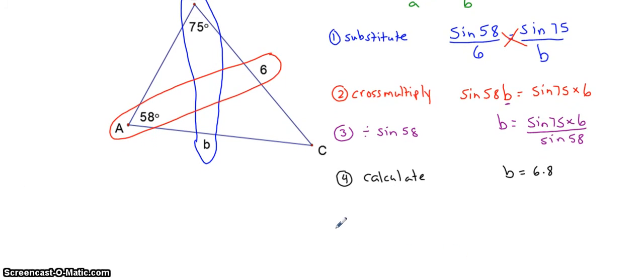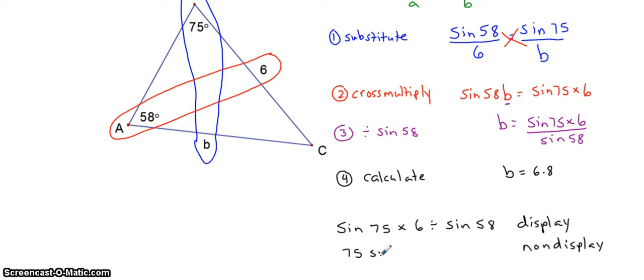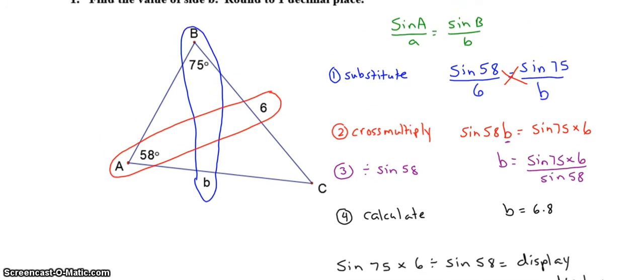So how you type this in your calculator is sine 75 times 6 divided by sine 58. That's if you have a display calculator. If you have a non-display, then it's just the reverse. 75 sine times 6 divided by 58 sine. And what I should say is don't forget to press equals at the end. So that's how you solve for a side using the sine law.